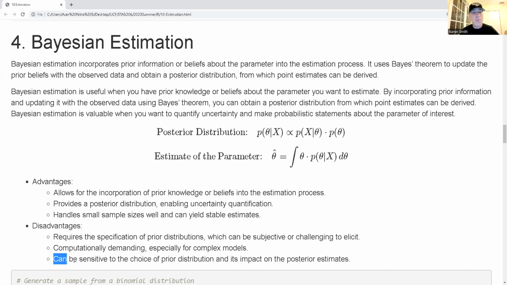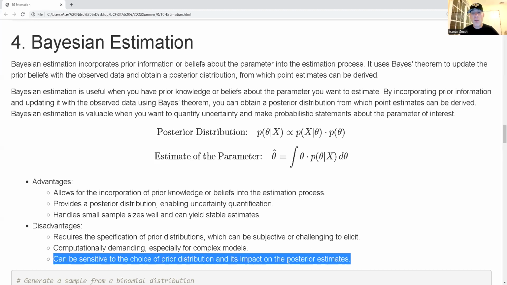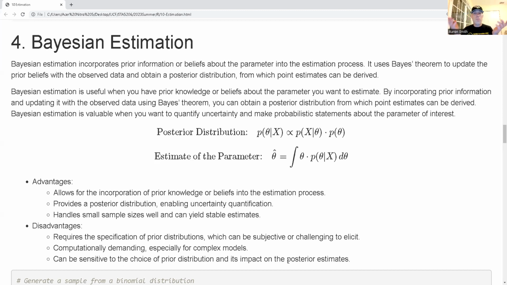Also, Bayesian estimation can be sensitive to the choice of the prior distribution and its impact on the posterior estimates. It's possible that if I choose a prior that puts a lot of weight towards one particular value, a very narrow range on that probability distribution, it can work out that my data basically doesn't get to influence what's happening, practically speaking, at least. And so that can be a disadvantage. This is why you'll hear people talk about uninformative priors.